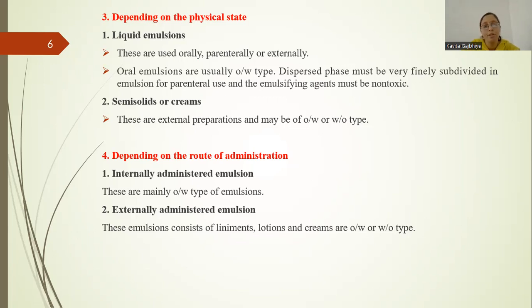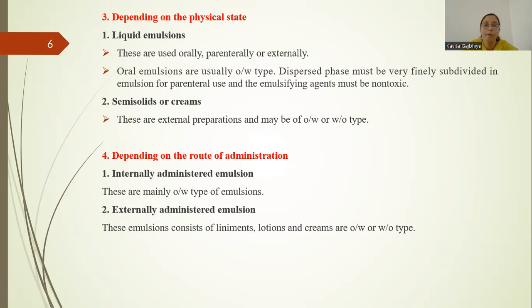The second type of emulsion, depending on the physical state, is the semi-solid emulsion. These are external preparations, of course, because these are creams which are applied externally, and they may be of O/W type or W/O type. But mostly they are W/O type, because most creams are oily in nature instead of aqueous. Sometimes aqueous creams are also there, and they are O/W types of emulsion.